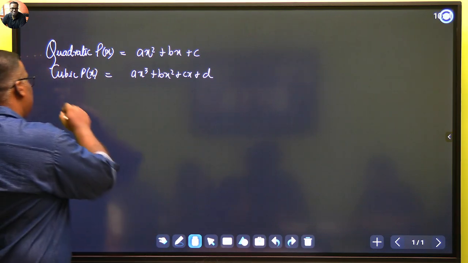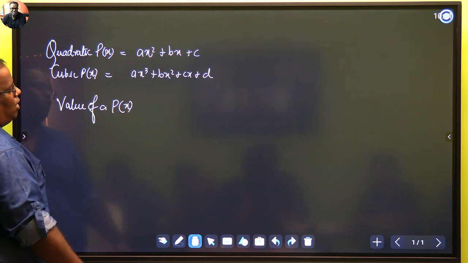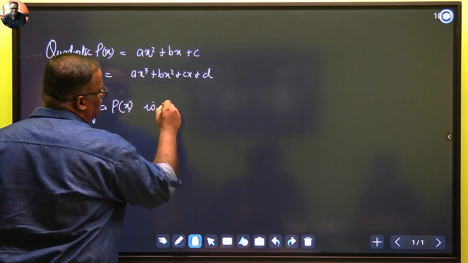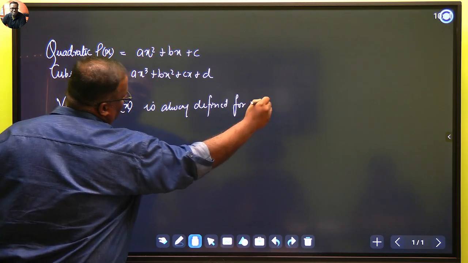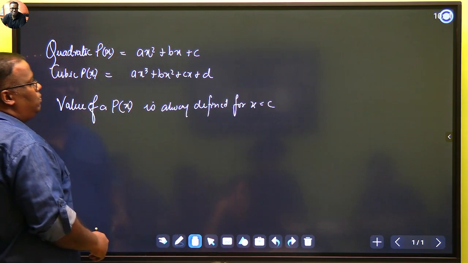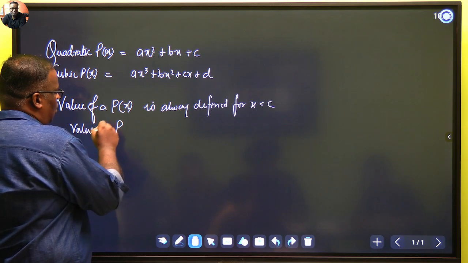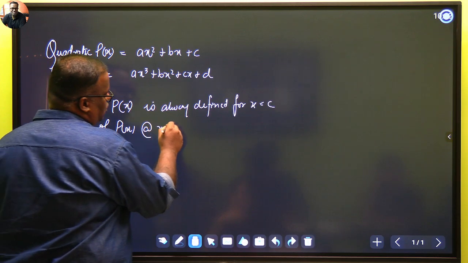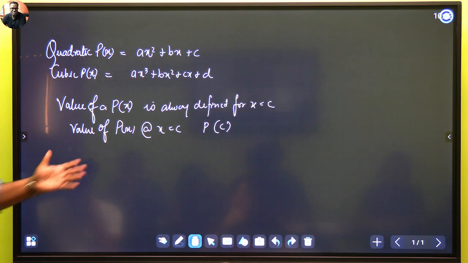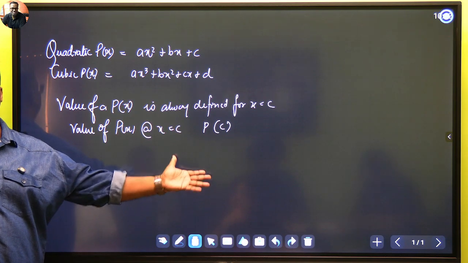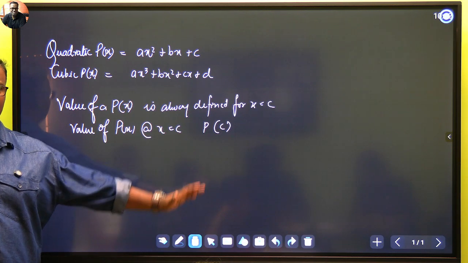Fine. The next thing comes again, grade 9, value of a polynomial. You will say, sir, why are you asking value of a polynomial? Value of a polynomial is always defined for some value of x, say x equal to c. So we say, what is the value of p(x) at x equal to c? Value of a polynomial at x equal to c is given by p(c). Are we fine? ठीक है, ये ग्रेड 9 में पूछा जाता है. You will be using applications of this.